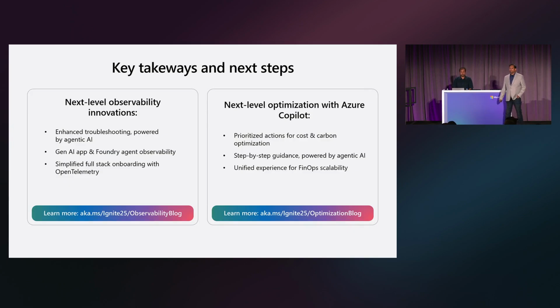Now, as we wrap up, here are some quick takeaways. Troubleshooting is now faster with agentic AI, giving you smarter insights and quicker fixes. We've added full observability for GenAI apps and Foundry agents. And onboarding is simpler with OpenTelemetry. On the optimization side, Azure Copilot helps you prioritize your cost and carbon actions, guides you step by step, and delivers a unified experience for FinOps scalability. Check out the Learn More links on the screen to explore these innovations in detail.